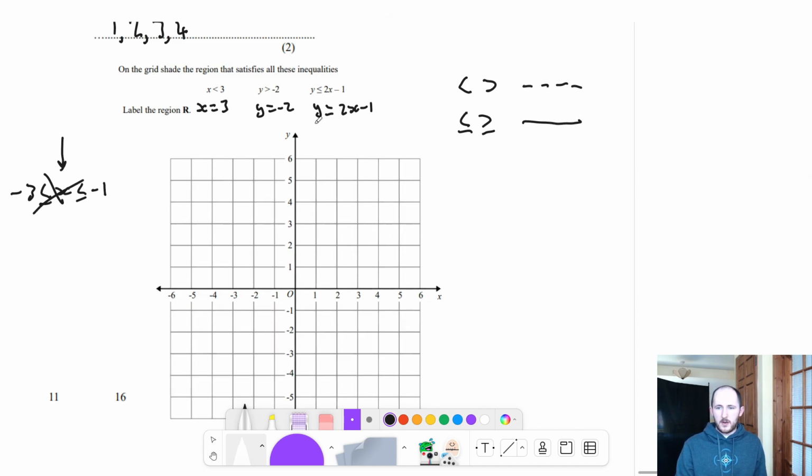So x equals 3. If I look where x equals 3 is, 3 is here. X equals 3 is going to be a big old dotted line going down like this. Y is bigger than -2. Okay, well, look where -2 is. It's here. And again, it's a dotted line.